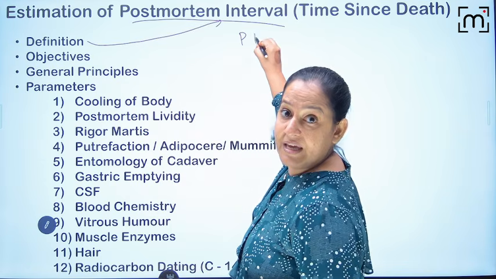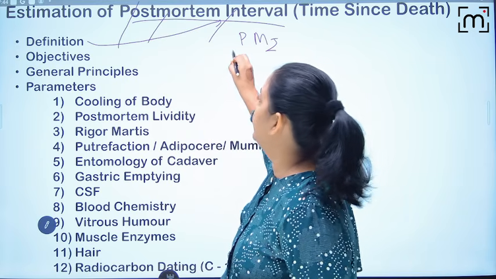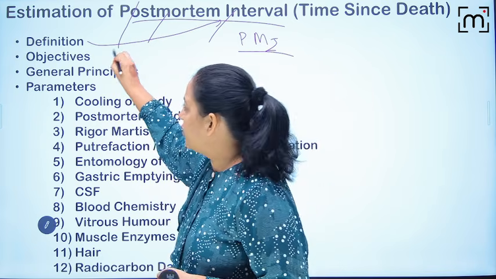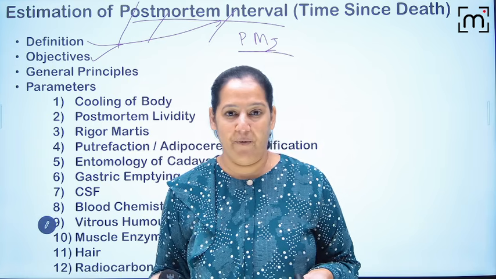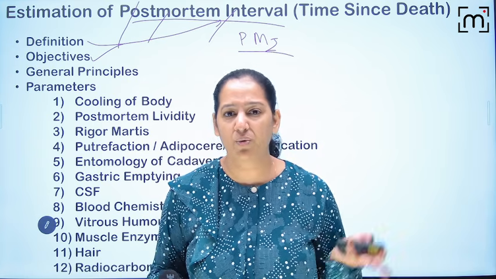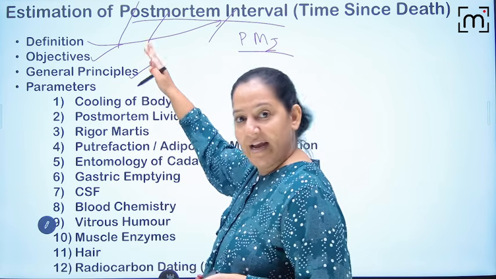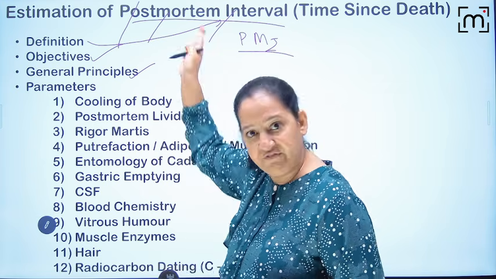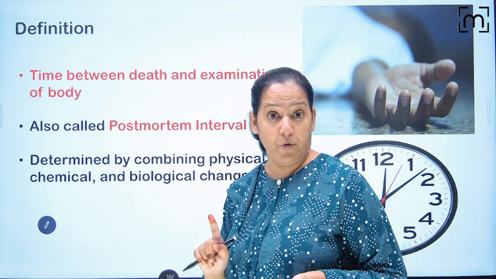It is known as PMI, postmortem interval. What is the definition? What are the objectives? Why do we want to know the time since death? If we find a dead body, even a suspected unnatural death, why do we want to know this time since death? What are the objectives? What are the general principles? And then I will tell you the 12 ways, the 12 parameters based on which we can find out this time. It's very easy. Please understand it's a very important topic, I'm warning.